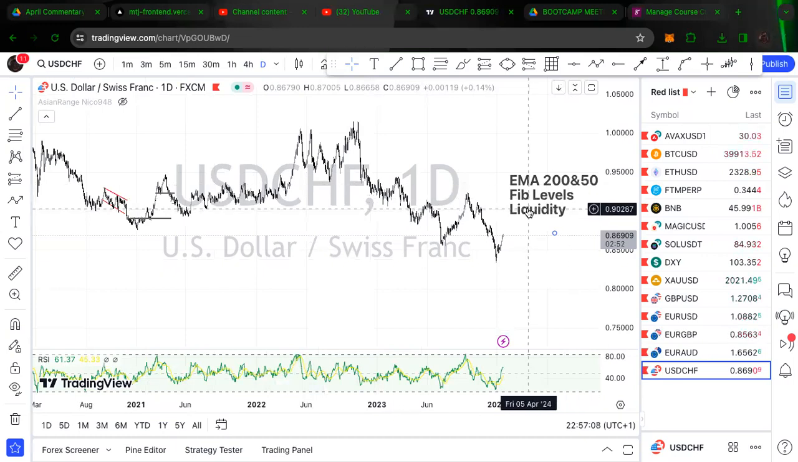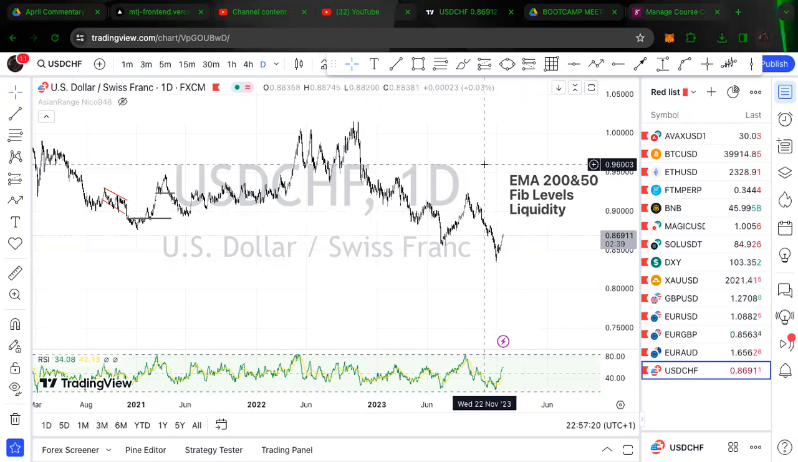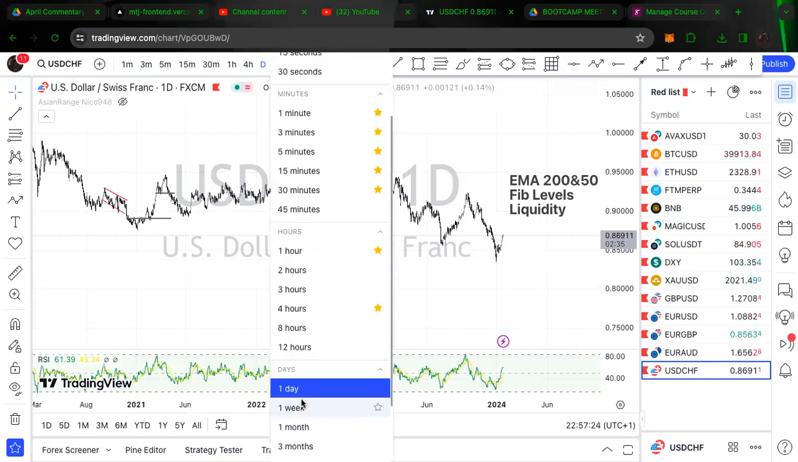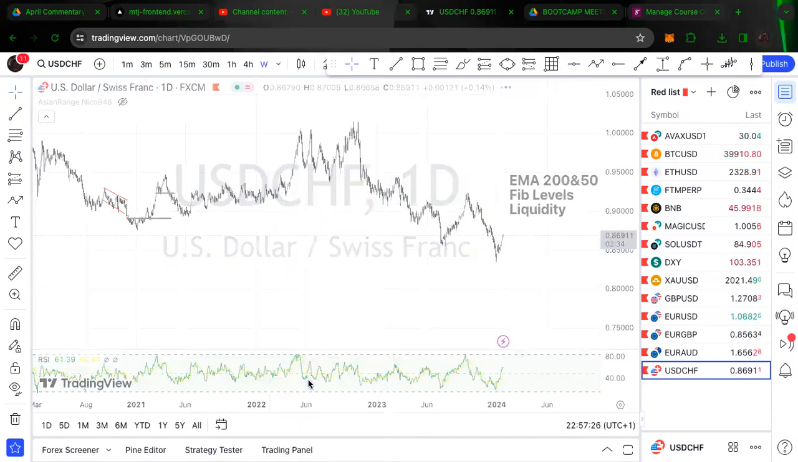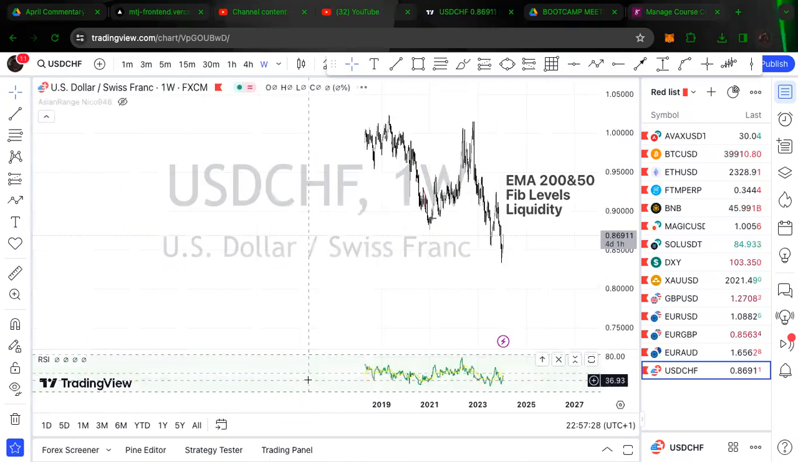Well, liquidity might not be everything now. Might not be what we really talk about here. But you see, EMA 250 and Fib levels are important for smaller time frame analysis, especially when you already know liquidity. So let's go to the weekly time frame. This is where I like charting my course from, mostly the weekly time frame.